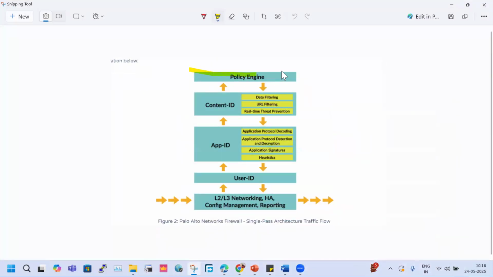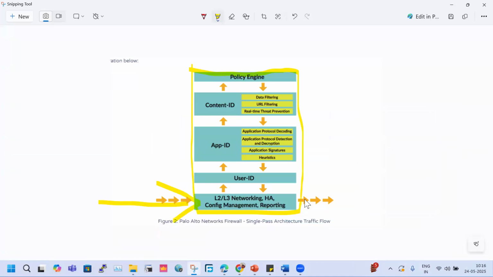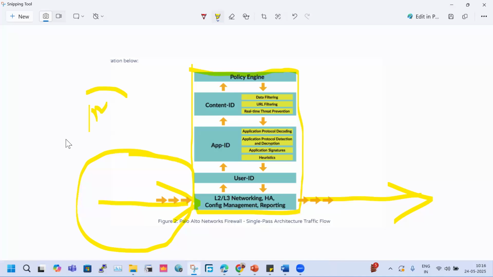Just assume this box is my firewall device, and these are the packets coming to our firewall. These are the packets going out of the firewall. Whenever a packet is received by the firewall, this stage is known as the ingress stage. It is known as ingress because here traffic is being received by the firewall.